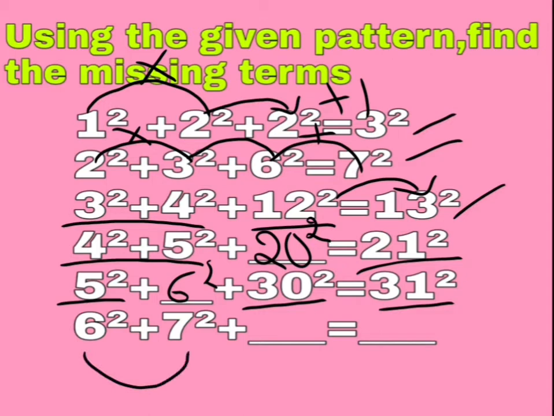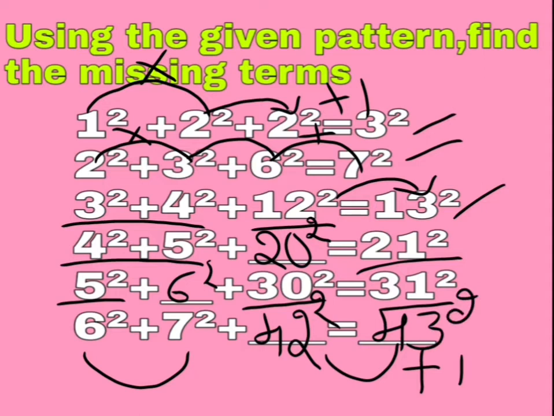Next, 6 7s are 42 square. Right. To get the next number we are doing plus 1. So it will be 43 square. So this is the easiest pattern. Whatever may be the pattern, if you learn the relationship between the numbers which are given, then it will be easy for you to find out the missing terms.